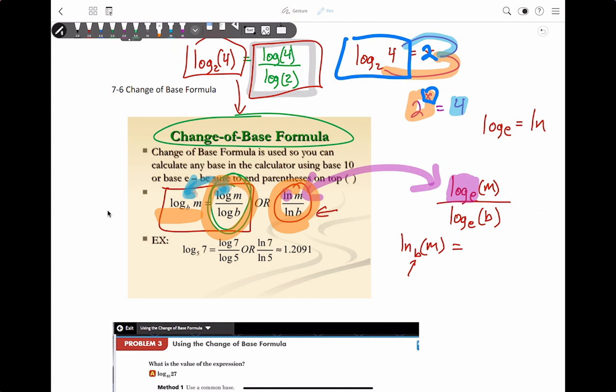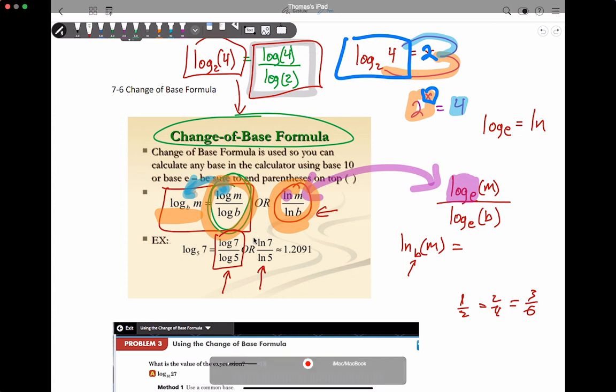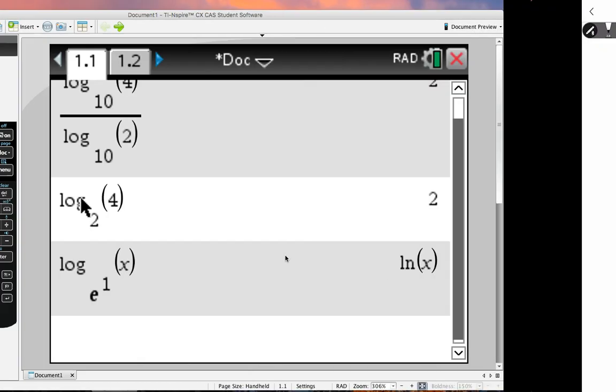And the reason why they work is these are proportions. It's like 1/2 is 2/4, is 3/6, and so on and so forth. They're all going to be equal, but this one's saying a log base of e, this one's saying a log base of 10. Remember, that understood 10 is there if nothing is written. And yes, if we were to put this in our calculator, we do get 1.2091.